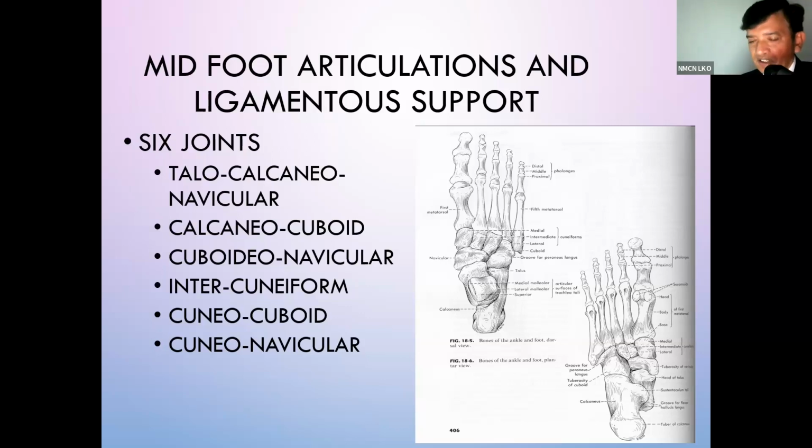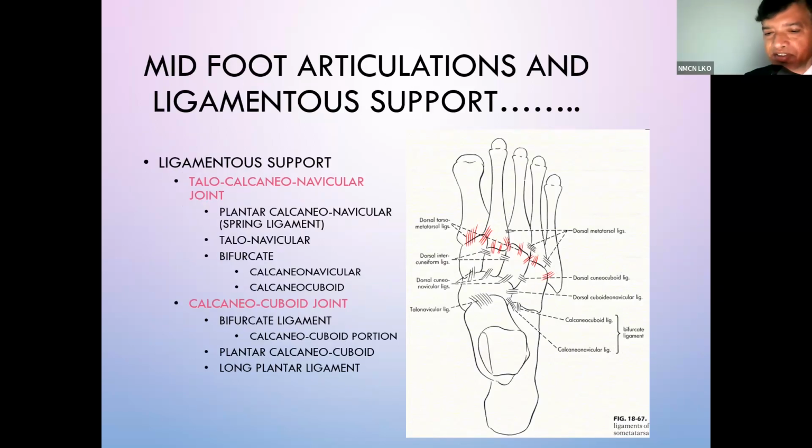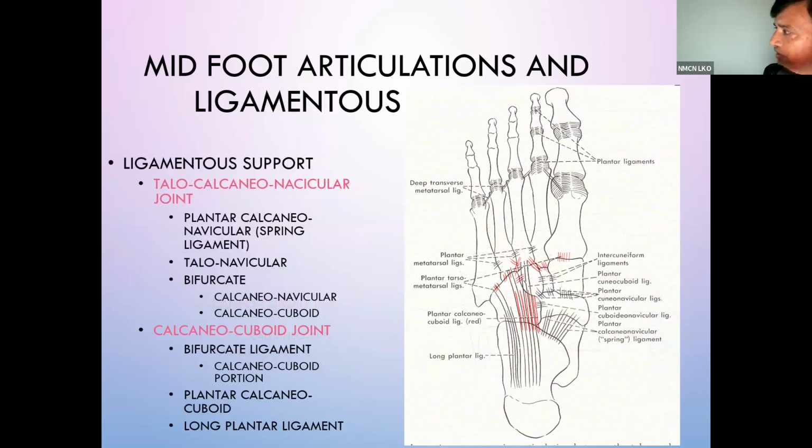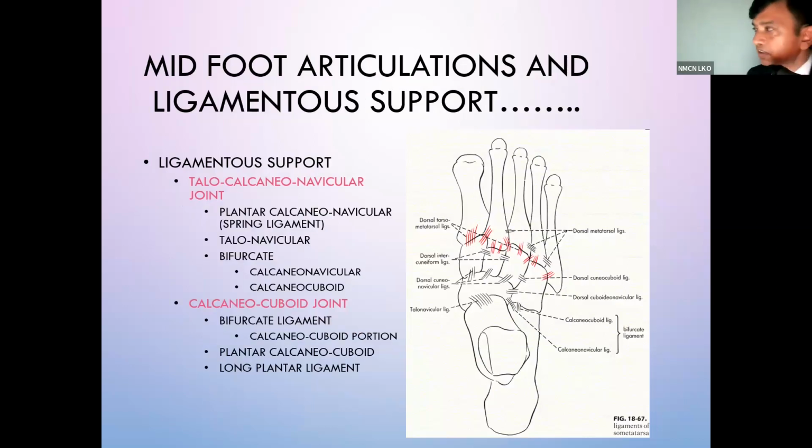You have to be very careful, and we see how they are connected with the different ligaments. The talocalcaneo-navicular, with the talus, calcaneum, and navicular, is clearly depicted in this diagram. This is the long ligament, and then the talonavicular ligament from talus to navicular. Then there is the bifurcate ligament, which has 2 parts, calcaneo-navicular and calcaneo-cuboid. These are the ligaments which support the midfoot.